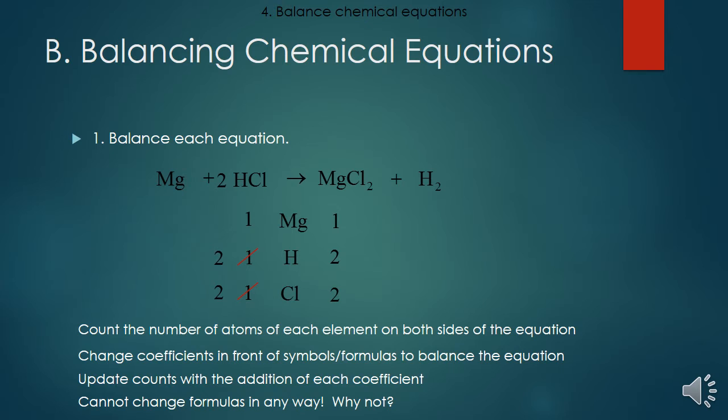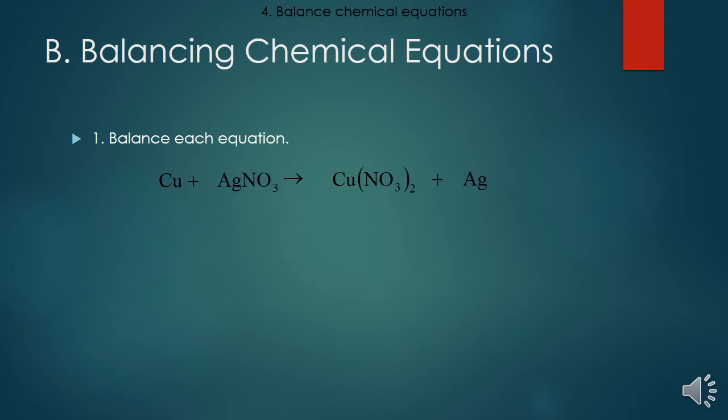One thing to note: in no way can we ever change the formulas in the equation. Why not, you might ask? Well, consider this. Maybe you looked at this and said, I see there are 2 chlorine atoms on the right, so why couldn't I just put a subscript 2 next to the chlorine to give me 2 on the left? The reason is that the formula for hydrogen chloride, or hydrochloric acid, is HCl. It's not HCl2. By changing the subscripts in any way or adding subscripts, you are changing the identity of the substances, which is not what we need to do.